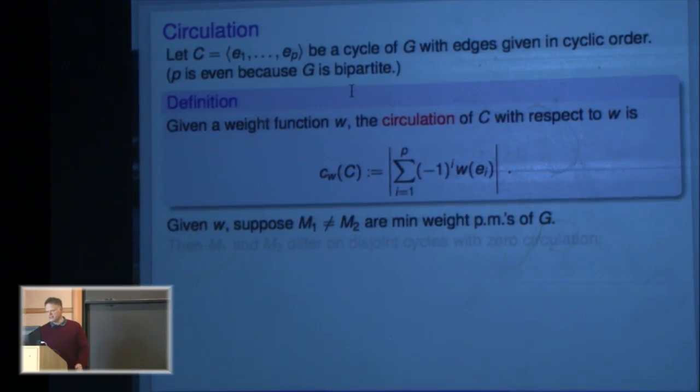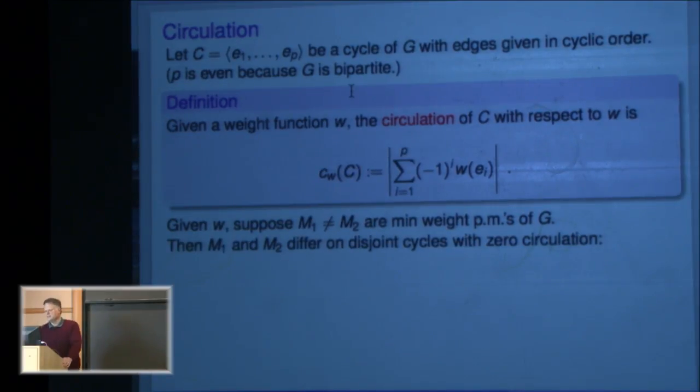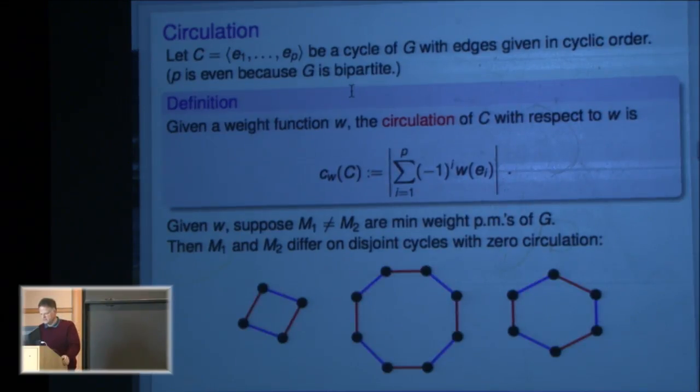So suppose you have two matchings. Given a weight function W, you have two minimum weight matchings which are different. That means W is not isolating, and so this is a bad case. This is a case we want to avoid. Then M1 and M2 differ on disjoint cycles, and furthermore, these cycles all have to have zero circulation. And here's a way to see that. So here are the cycles where they differ.